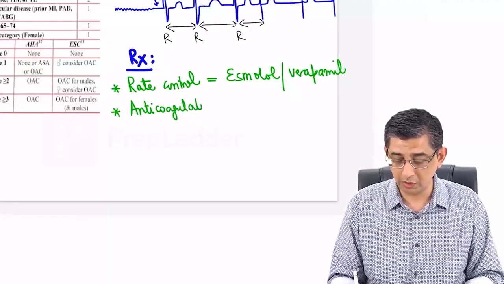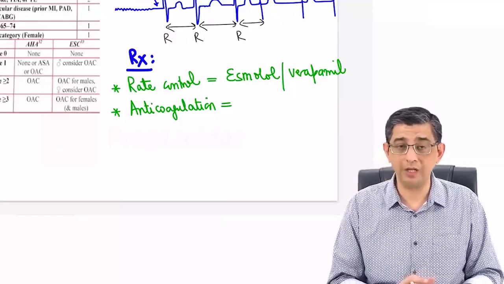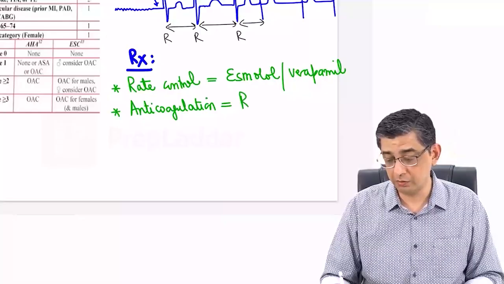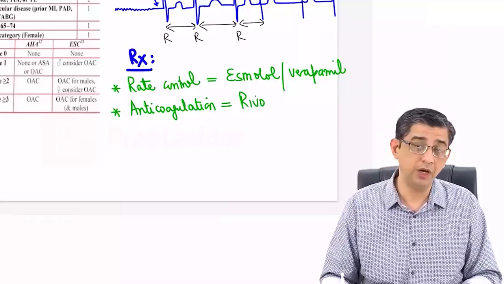Now I'll also tell you what are the criteria on the basis of which oral anticoagulation should be started. But at the moment, first of all, I would like to highlight what are the drugs that should be given to these patients to minimize the chances of development of embolic stroke.